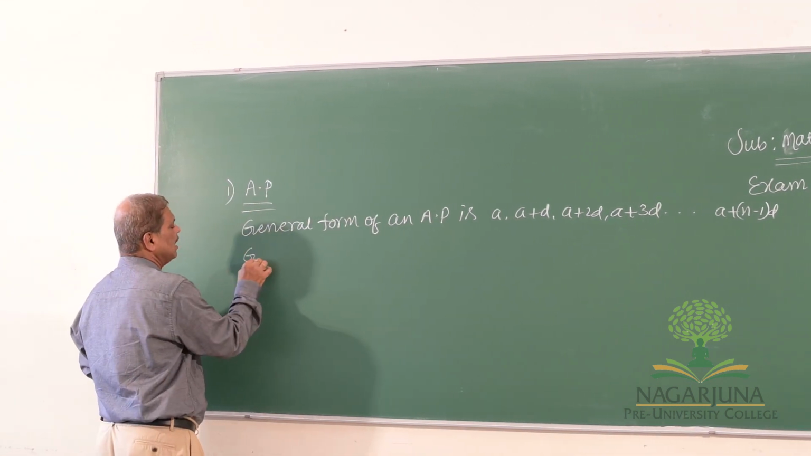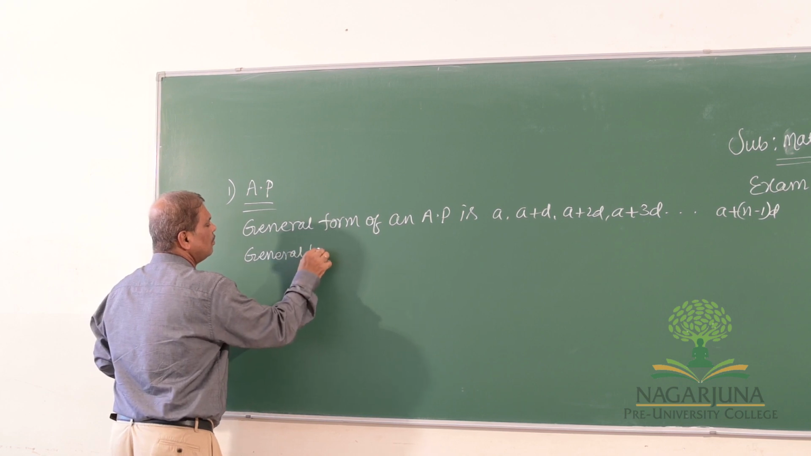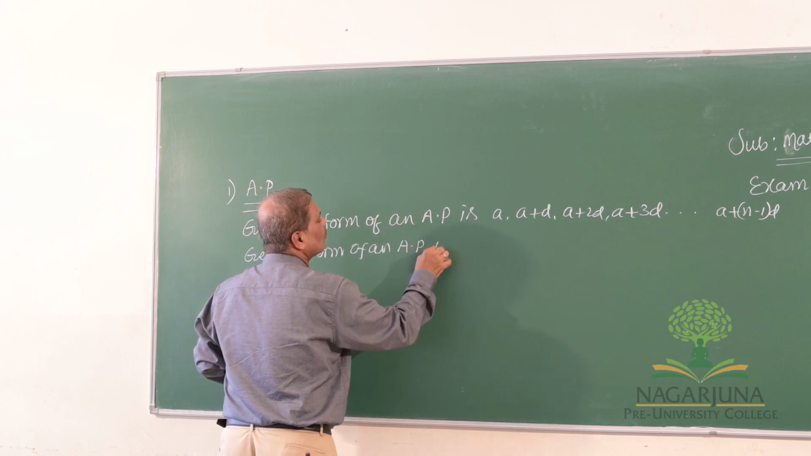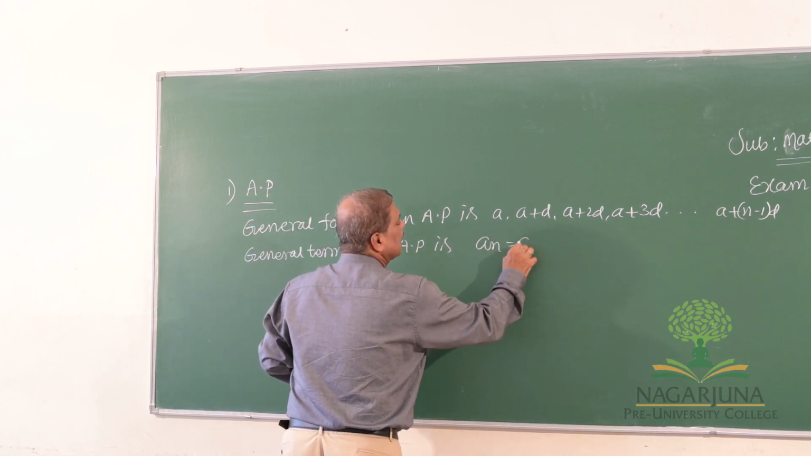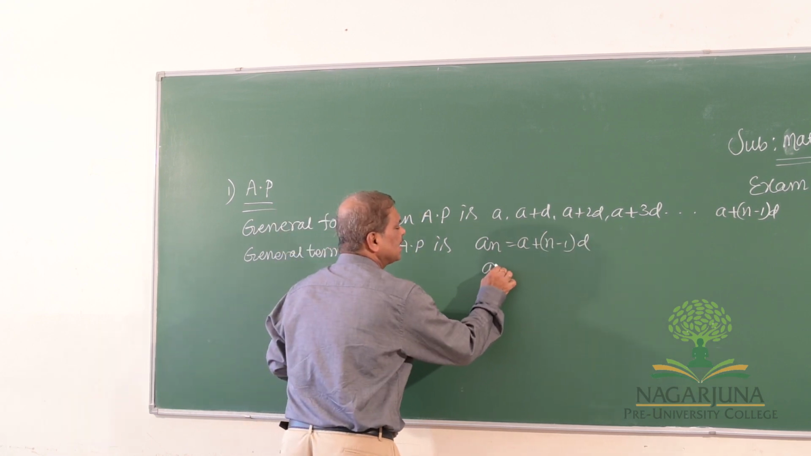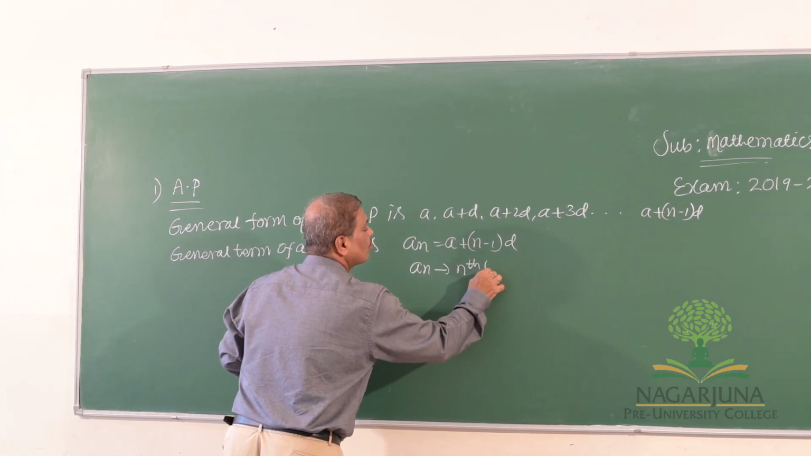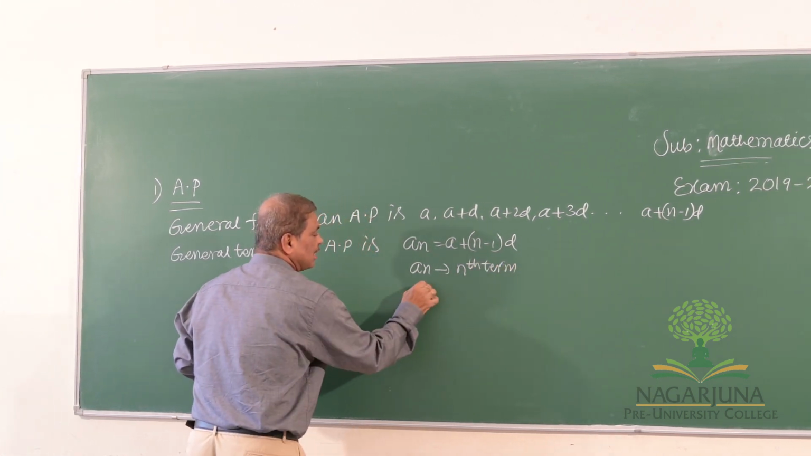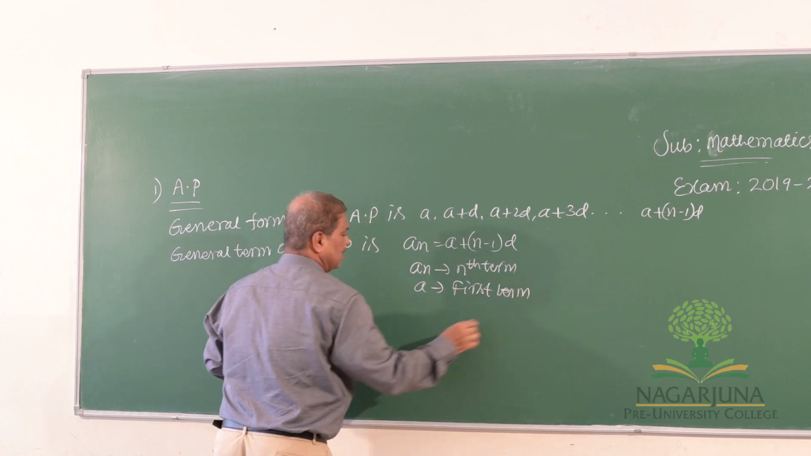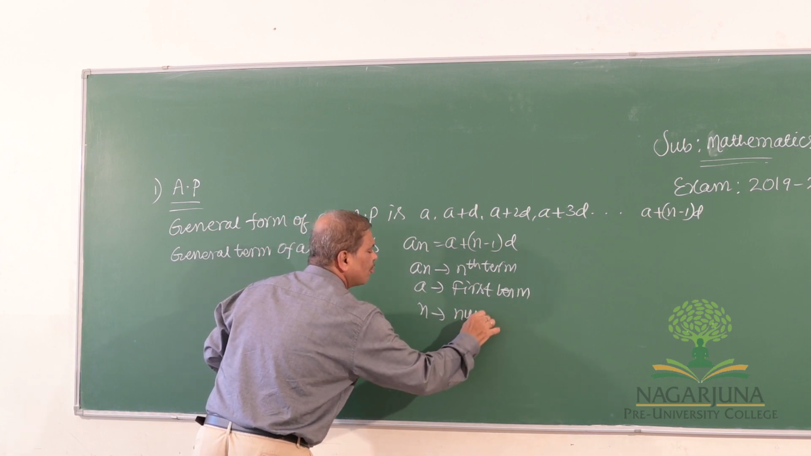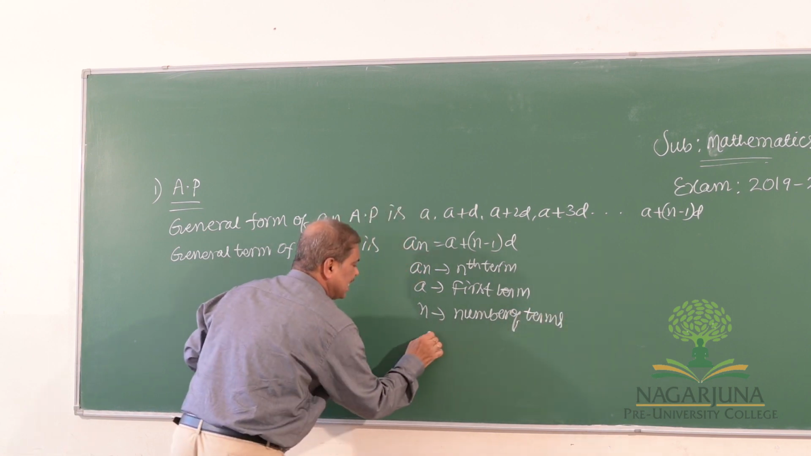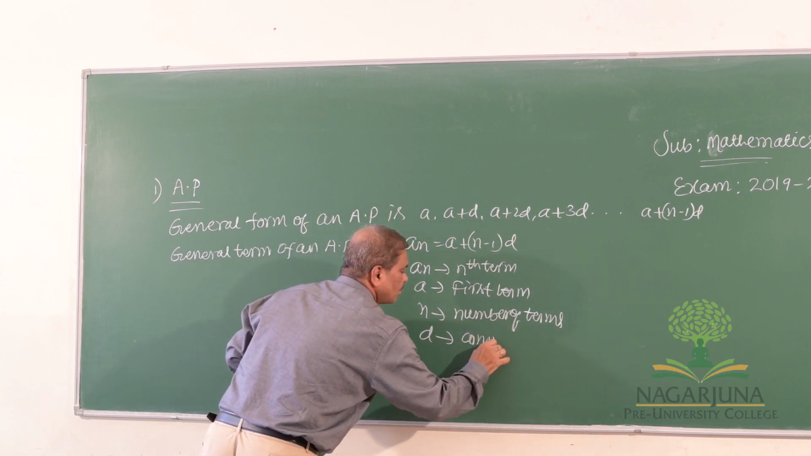Now the next will be the general term of an AP. So what is the general term of an AP? an is equal to a plus (n minus 1) into d. Here an is the nth term, a equals the first term, n is equal to the number of terms, and d equals the common difference.